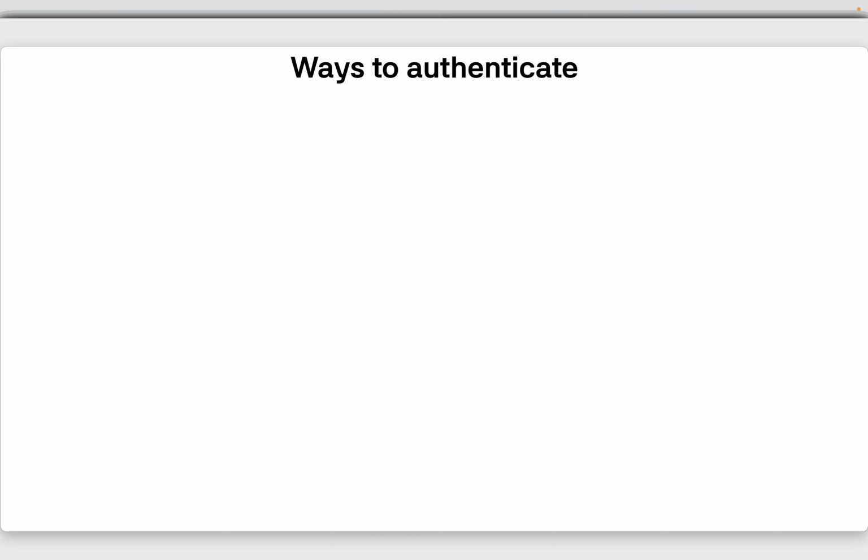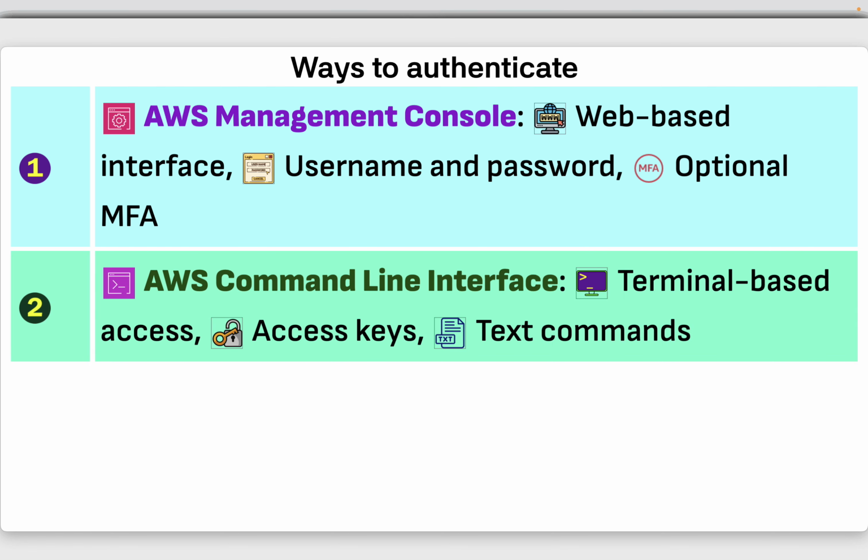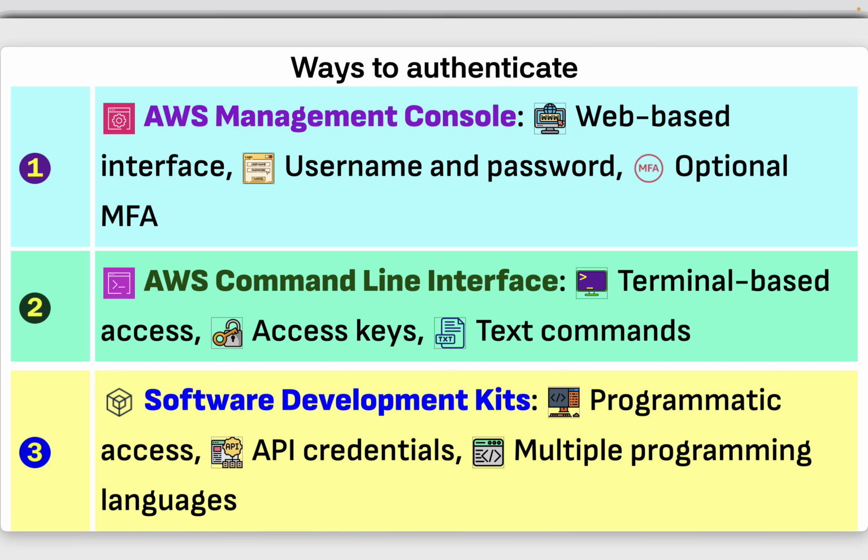There are three ways to authenticate with AWS IAM. First one, the AWS Management Console, which is a web-based interface. Basically the portal itself, and you provide a username and password, and you have optional multi-factor authentication that you can configure. Next, we have the AWS command line interface, which is terminal-based access. You need access keys, and it is text-command based, so you use text commands to interact with AWS. Lastly, we have SDKs, software development kits, and these provide programmatic access for automation or integration with your applications. You need API credentials, and there are multiple programming languages supported.